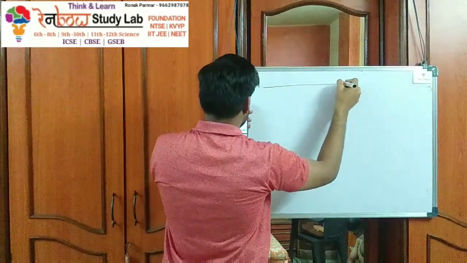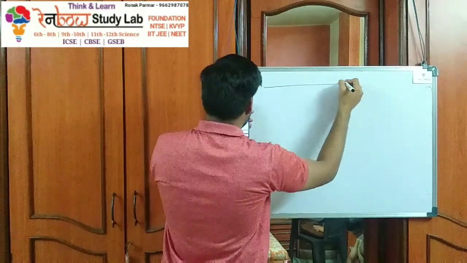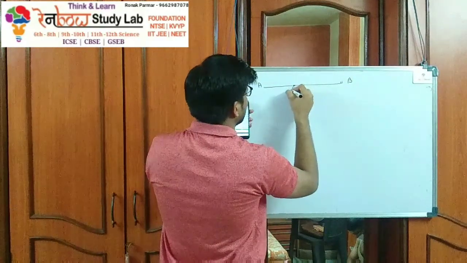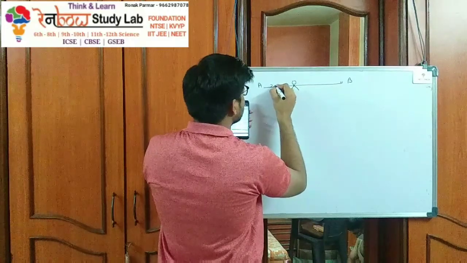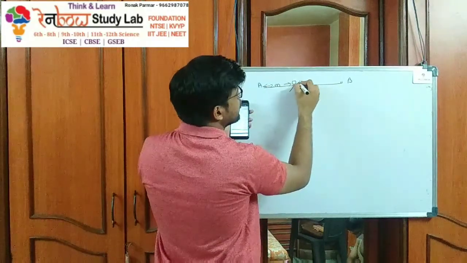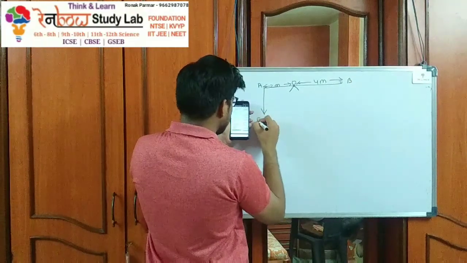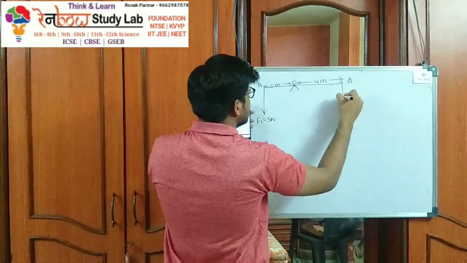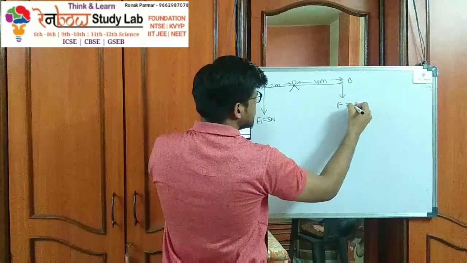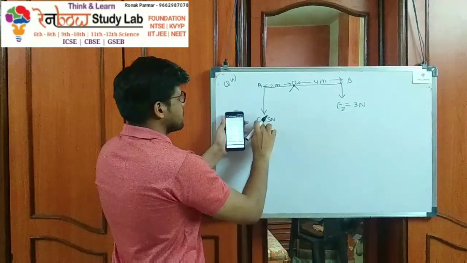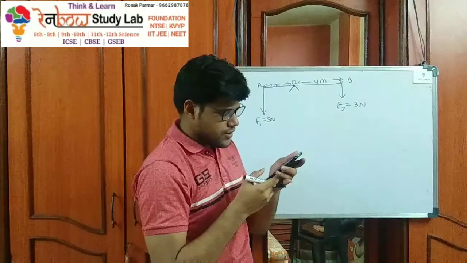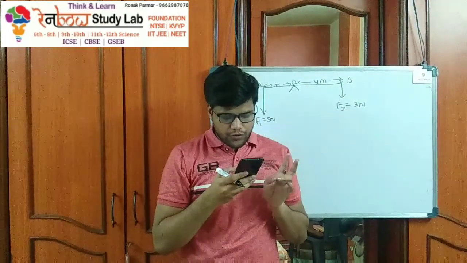Provided in the question are points A, B and O. AO is 2 meters and OB is 4 meters. At A the force applied is 5 newtons and at B the force applied is 3 newtons. Okay, so this is given in the question itself. The diagram is shown, the two forces are applied.